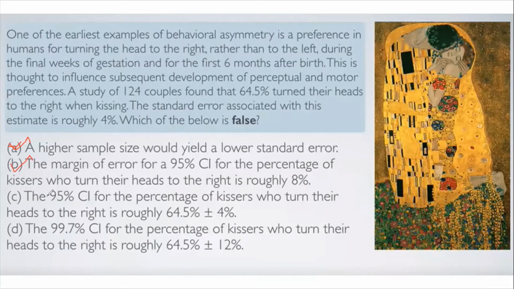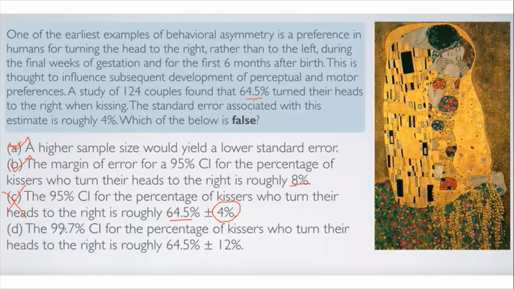Now C: the 95% CI for the percentage of cases who turn their head to the right is roughly this one. Based on our point estimate and our margin of error, we should have 64.5% plus or minus 8%, right? Not 4%. So this is false.